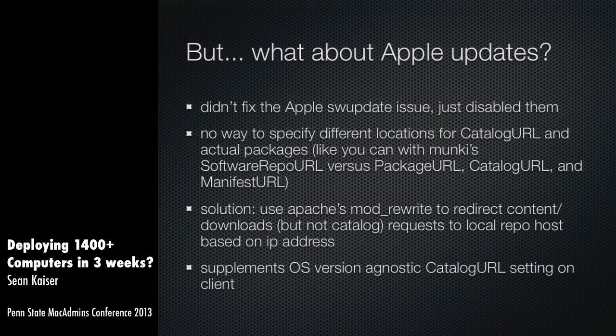And then the .htaccess file complements and supplements the OS version agnostic catalog URL redirects. If you're running reposado, you should really be doing this. So you can set one catalog URL on the client, not worrying about what version of OS 10 you're running. Let the server say it's coming from Darwin 11 if it's 10.7 or Darwin 12 if it's 10.8, and do it that way.